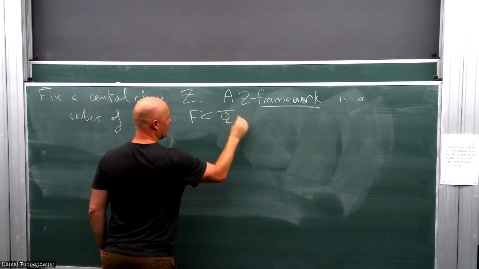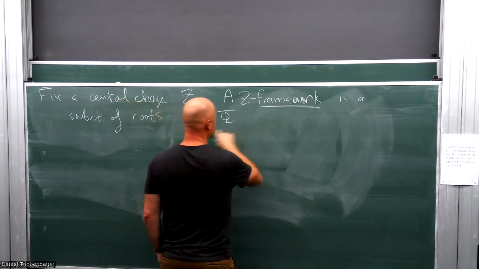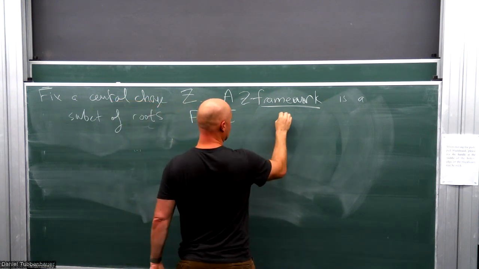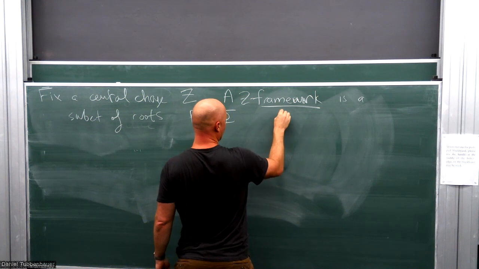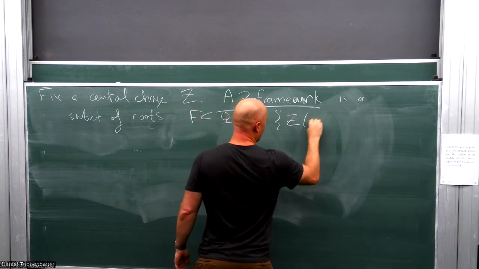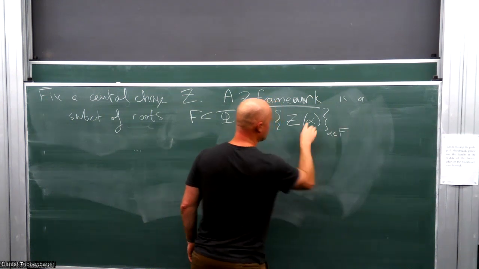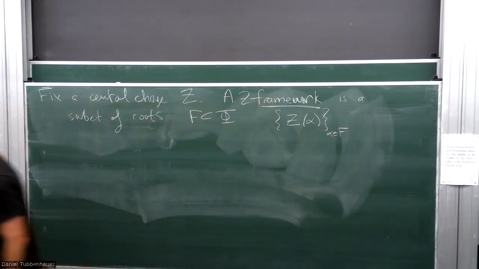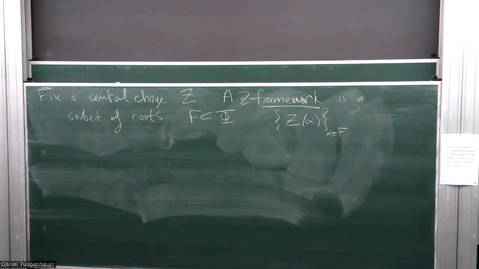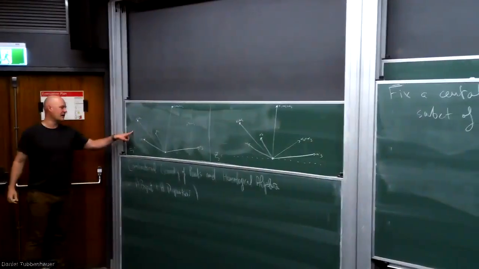And maybe it's better to think, instead of some abstract subset of roots, of the framework as really the complex numbers you associate with the central charge. So I've drawn a couple pictures of central charges here. Here is the central charge of the A3 root system.